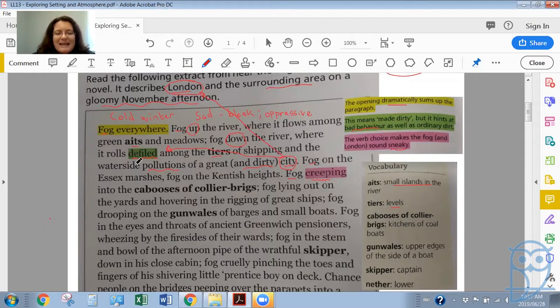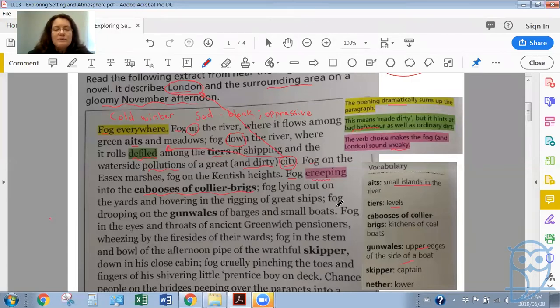So fog creeping into the cabooses of Collier Briggs. Now the cabooses of Collier Briggs is just a fancy or archaic way of saying kitchens of coal boats. So the fog even gets into the kitchens of the coal boats. Fog lying out on the yards and hovering in the rigging of great ships. The rigging is where all the masts and sails are, for example. Fog drooping on the gunwales of barges. Gunwales are upper edges of the side of a boat, so it droops on the side of the boat. Of barges, which are slightly bigger, and small boats, which are smaller.